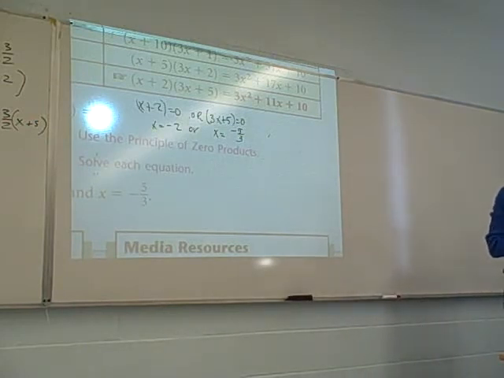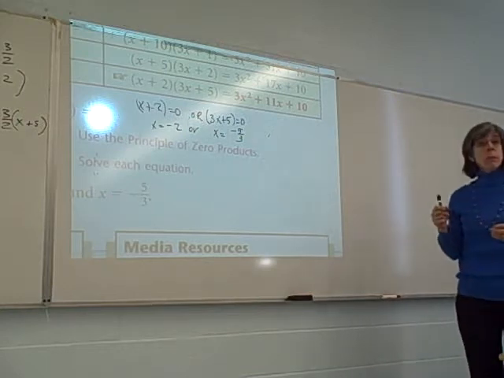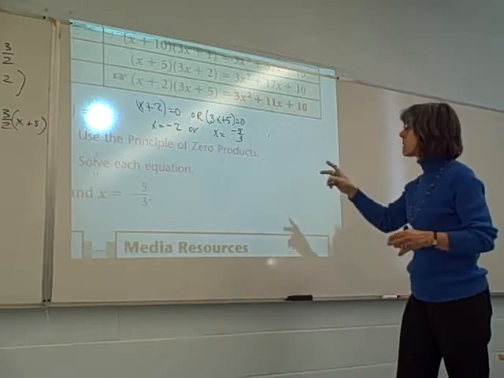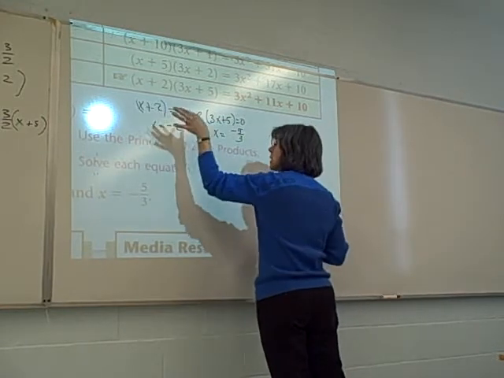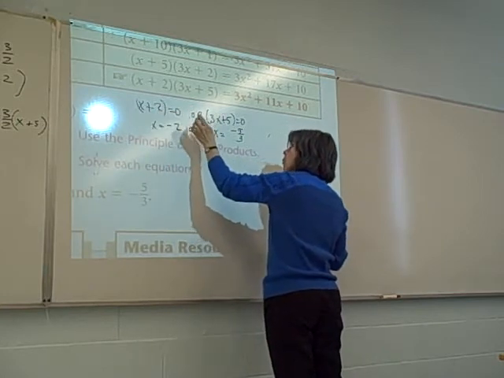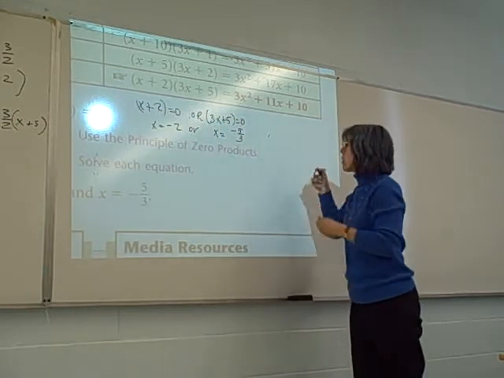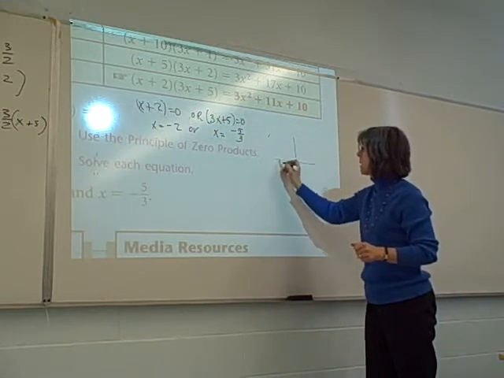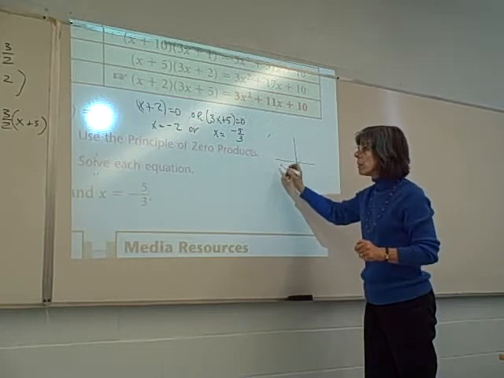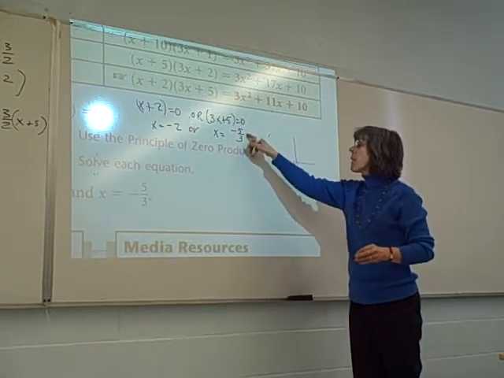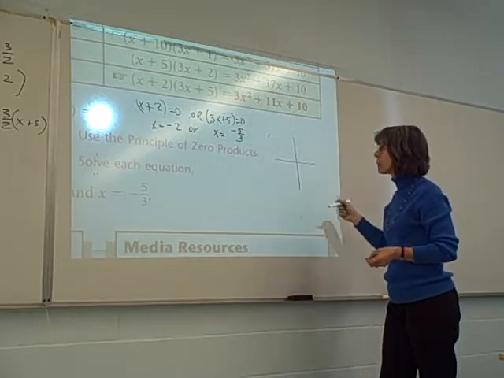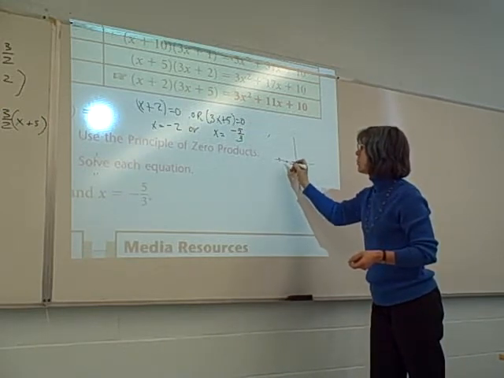All right, so does everybody understand the concept of zero products? The principle of zero products means that one of them equals 0, and so if this equals 0, we're looking for where the parabola crosses, so it's at -2. Is that right? -2 and -5/3 is what? -1 and 2/3. So it's at -2 and -1 2/3.